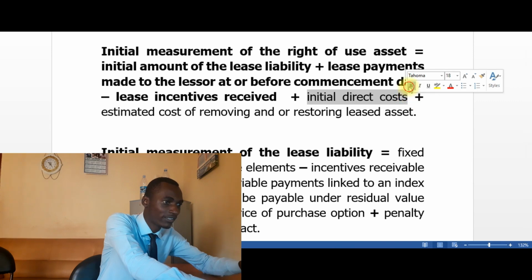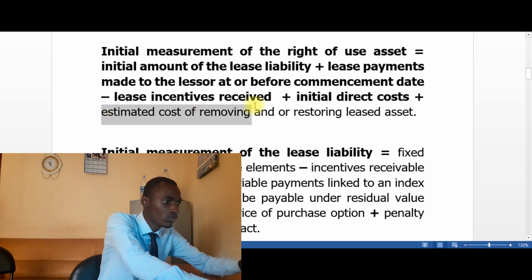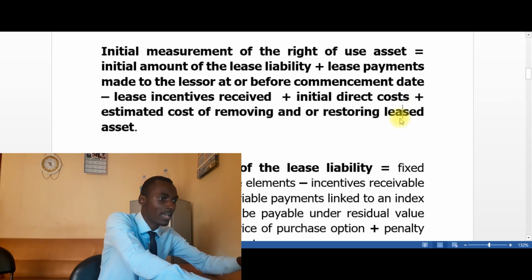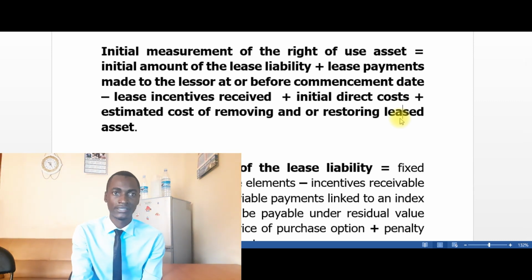Talk about legal fees in case of any. These legal fees or the initial direct costs are supposed to be capitalized. In other words, you add them to the initial amount of the lease liability when coming up with the initial amount of the right of use asset. Then in addition to that, you also have to add the estimated cost of removing and or restoring the leased asset. You also have to add that when you're coming up with the initial measurement of the right of use asset.